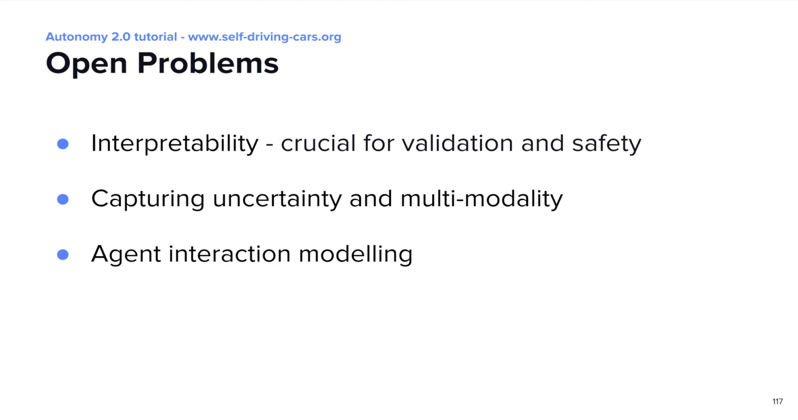To summarize, here are the challenges that still remain unsolved in machine learned motion prediction. First is interpretability. Machine learned motion prediction has very poor interpretability, which poses a problem for validation and safety. Another problem is how to reliably capture model uncertainty as well as multimodality in an efficient way and avoid issues like mode collapse. Last but not least, how to model agent interaction so that we can get realistic motion prediction at scene level is still an active research area.